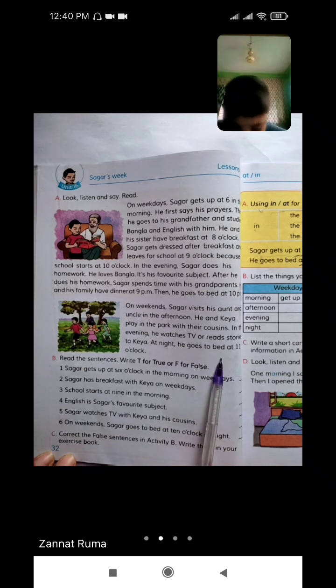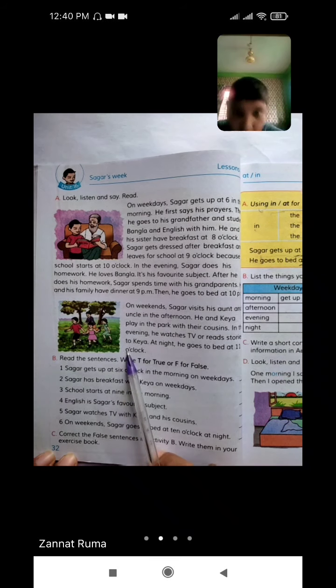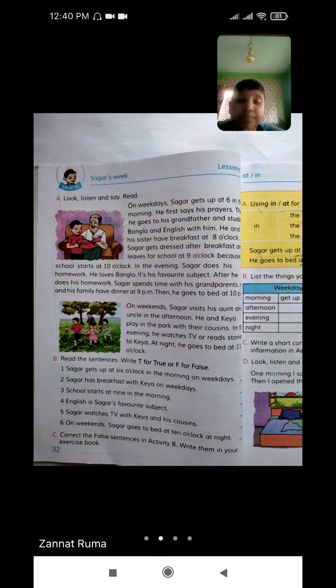At night, he goes to bed at 11 o'clock. On a weekend night, Shagor goes to bed at 11 p.m. So, this is your story from the EFT book.